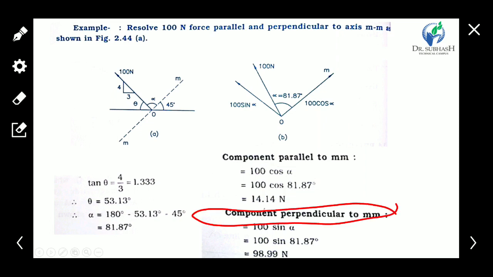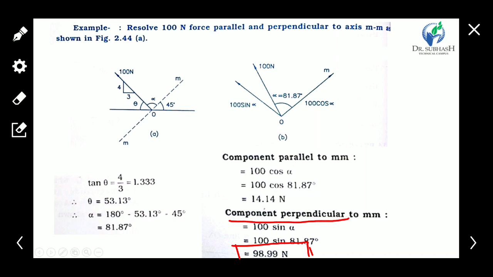The component perpendicular to the axis of the 100 Newton force is 100 sin alpha, and the alpha value is 81.87 degrees, and we finally get 98.99 Newton as the component perpendicular to the axis.